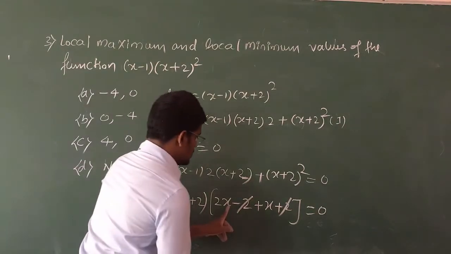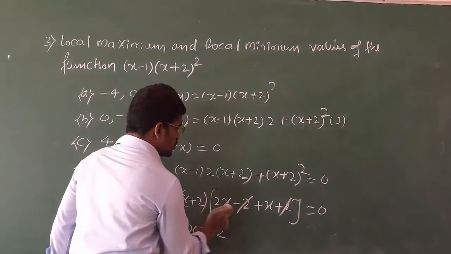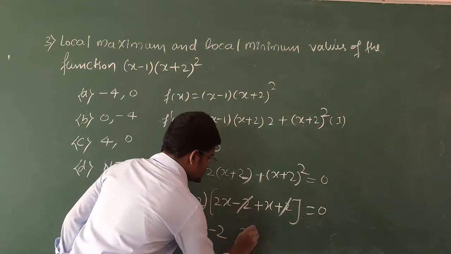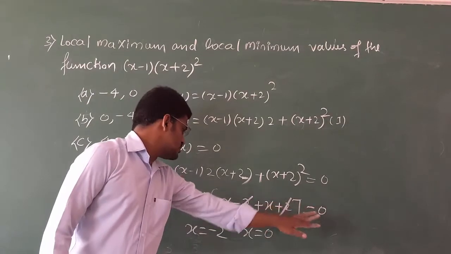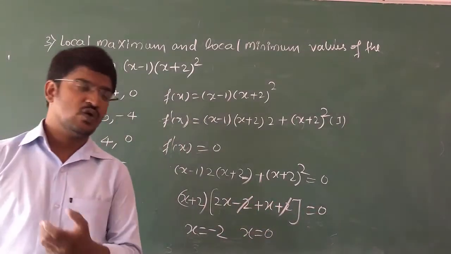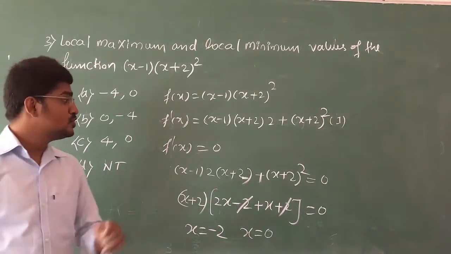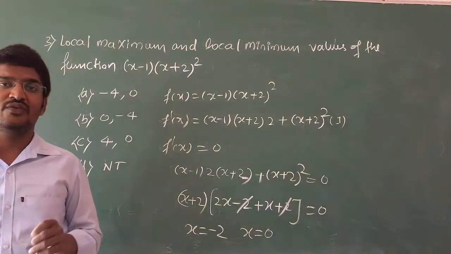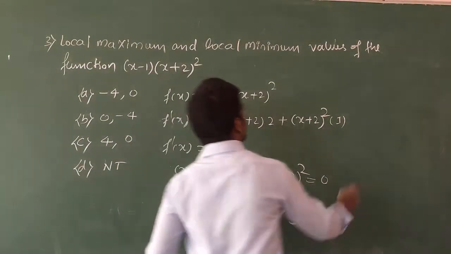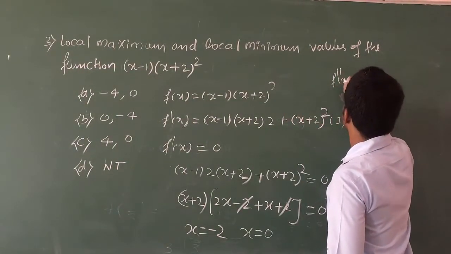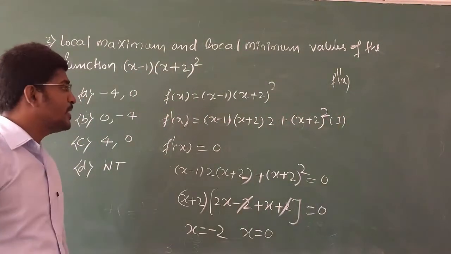If I simplify this, you are going to have 2x plus x will be 3x. So 3x equal to 0. Clear? 3x is 0 means x is equal to 0. Therefore here you have x equal to minus 2. So minus 2 and 0 are the two roots of this particular equation. Clear? Okay. After getting the roots, you have to calculate f double dash of x. Clear? So you have to calculate f double dash of x and solve for maximum and minimum.